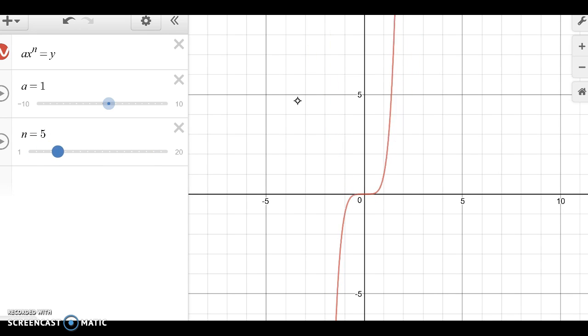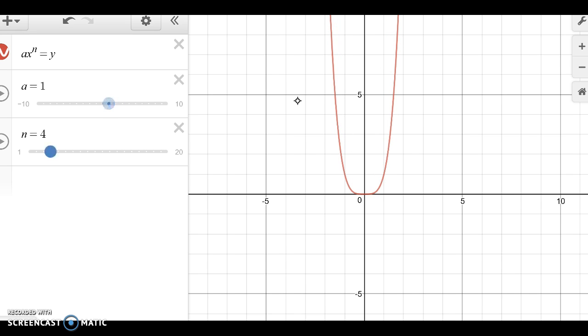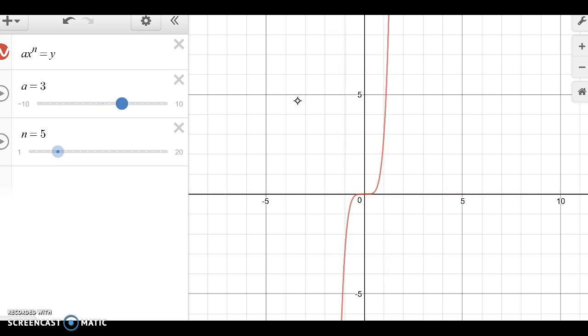Now, let's say I make n 4. What does this a value do to it? We should already know from transformations that if it's positive, it's going to be facing up. If it's negative, it's going to be facing down. And the larger the number, the more it's vertically stretched because the y values are getting bigger. Now what if, instead of a fourth degree, we have an odd degree, like fifth? What happens, positive or negative? Really, it's reflecting over the x-axis, which I hope we know from transformations.